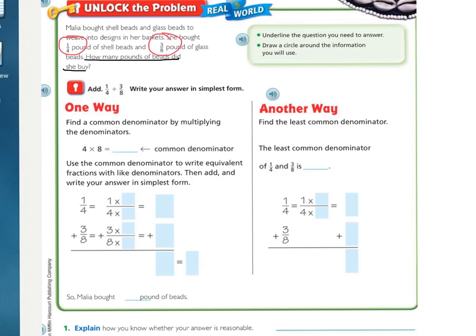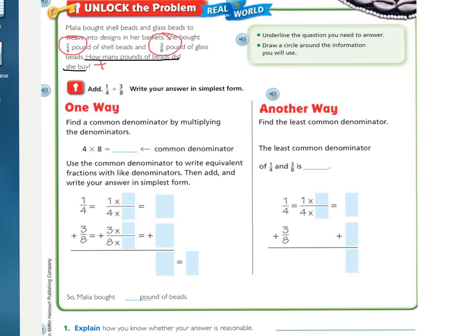You should have underlined how many pounds of beads did she buy, and then you also should have circled 1/4 of a pound and 3/8 of a pound. And we know that this is addition because it's asking right here where it says how many. They're talking about total wise, and so if you're trying to find a total of all together, you are adding. So we're taking our two fractions of 1/4 plus 3/8, and in this direction it says write your answer in the simplest form. So that's telling me that after I do everything, I need to look at my answer and see if I can reduce it or simplify it.